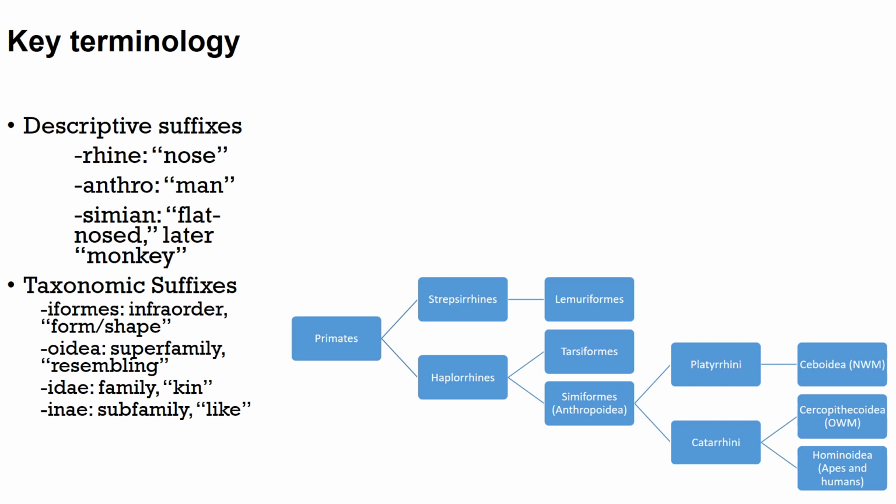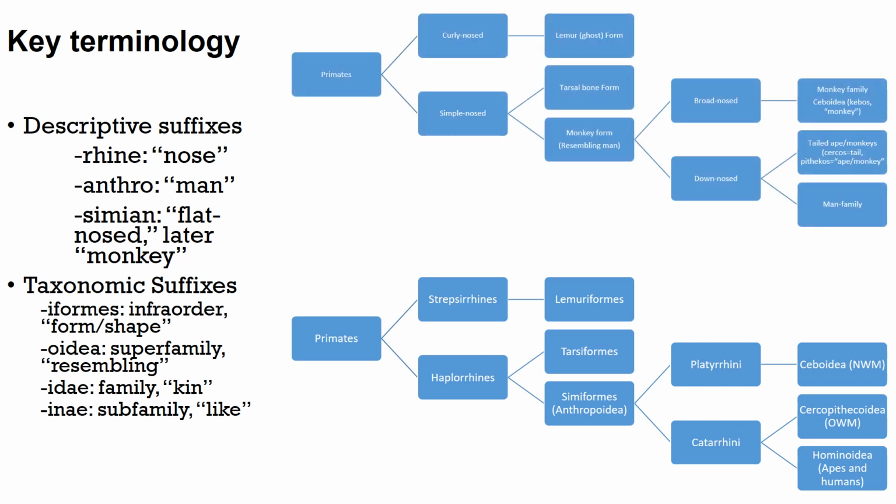Now, I don't expect any of you to memorize all of this. I'm just giving you this as a way to help you with remembering some of the terms that show up. So we could take this same family tree, for instance, and just translate it into what we're really talking about. For instance, primates, when we say strepsirrhines versus haplorrhines, which we'll talk about today, we're really just talking about nose shapes. One has a curl to its nose and the other is much simpler.